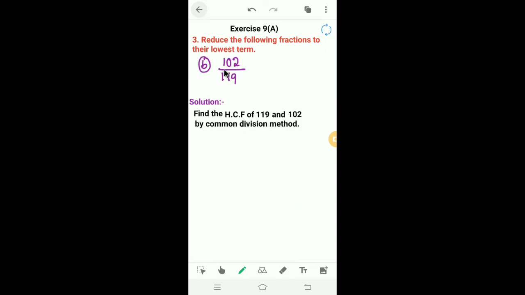Let's solve the second one. 102 by 119. Here also first we have to find the HCF of 119 and 102 by the common division method. Here we will take the smallest number as divisor, that is 102, and 119 as dividend.